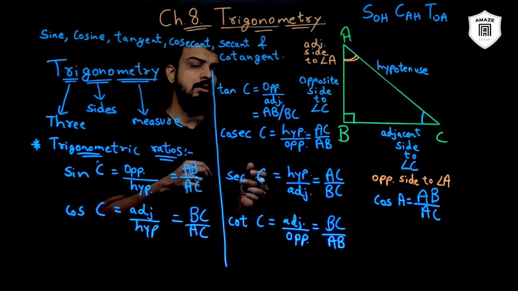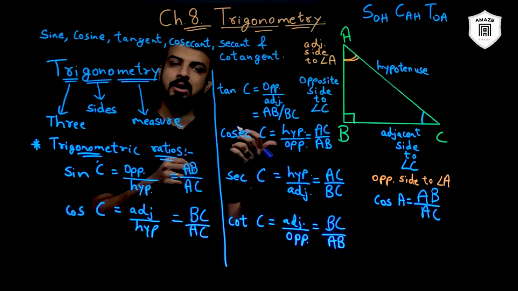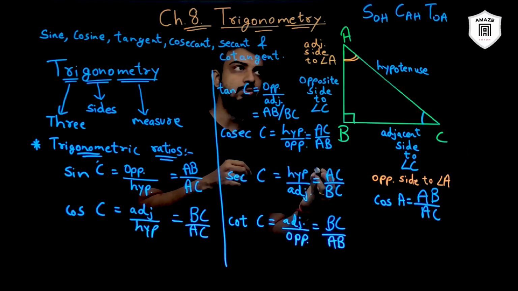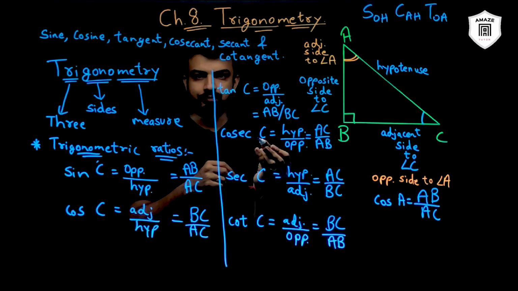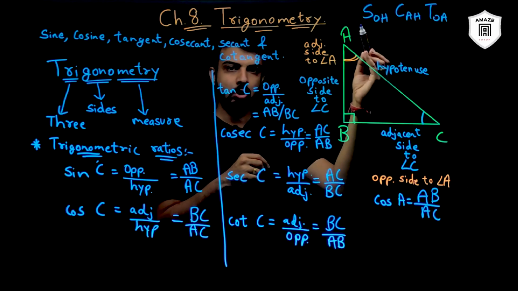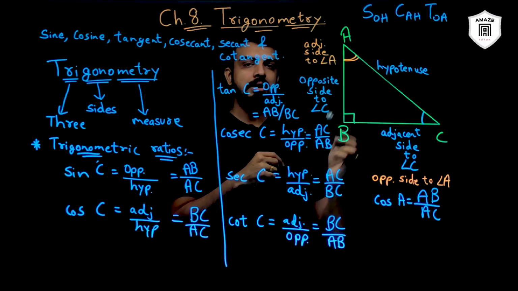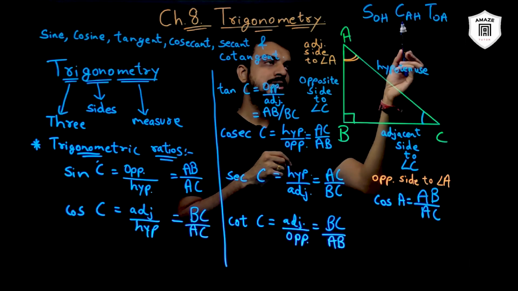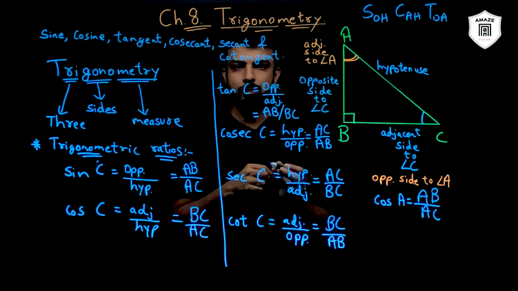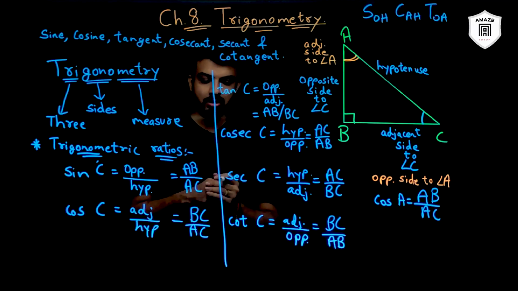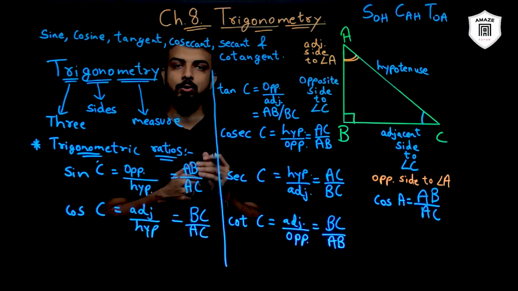Next is, for the other 3, you should remember which one is the reciprocal of which one. For sine, the reciprocal is cosec, right? So cosec is hypotenuse upon opposite. For cos, it is sec, so hypotenuse upon adjacent. And for tan, it is cot, which is adjacent upon opposite, right? I hope this is clear. These are the 6 formulas that you need to know.